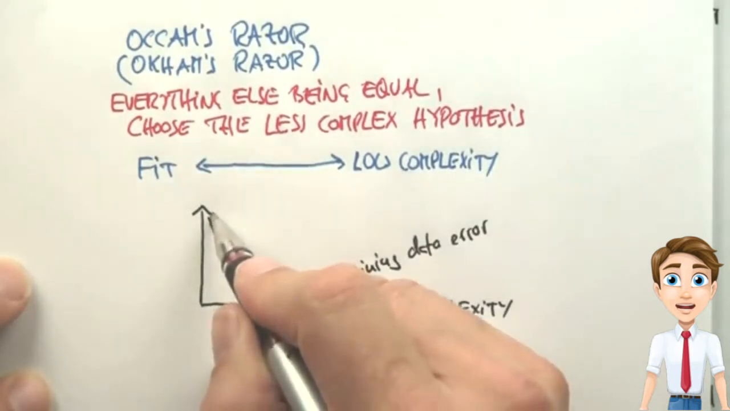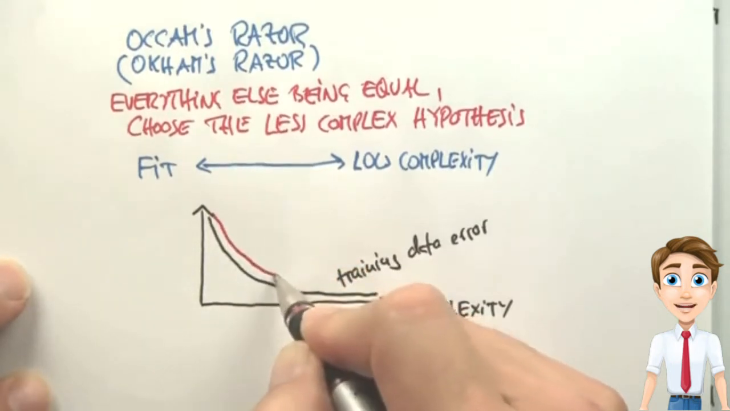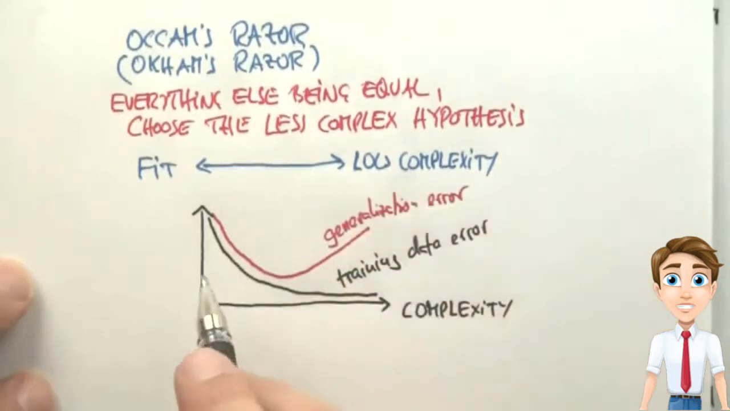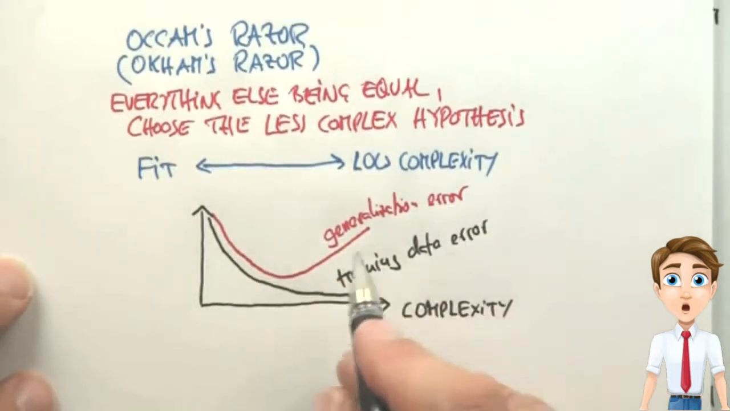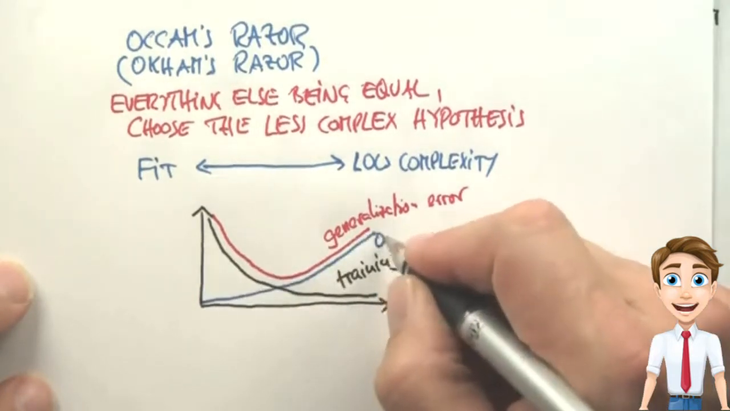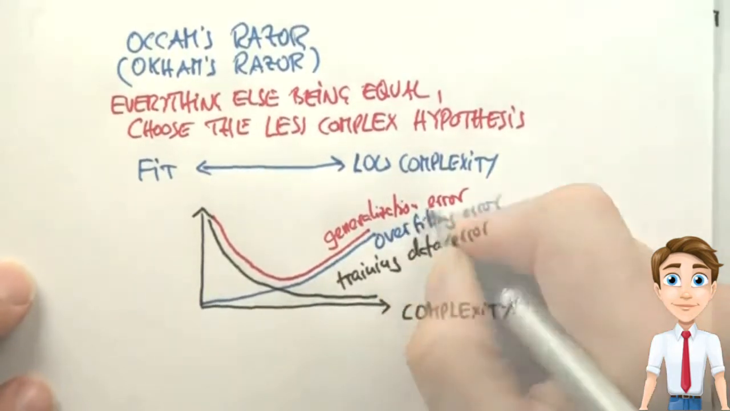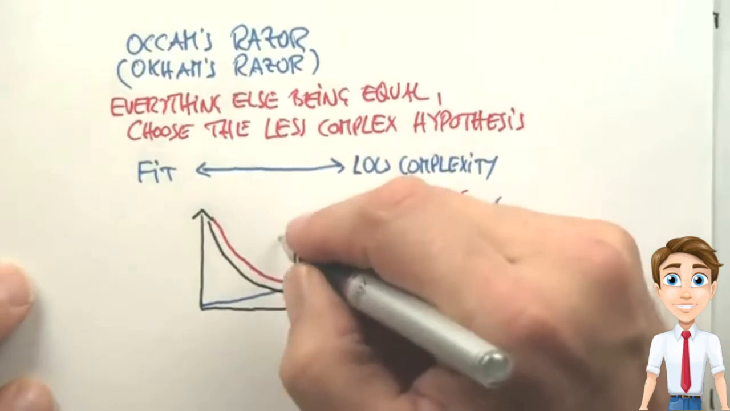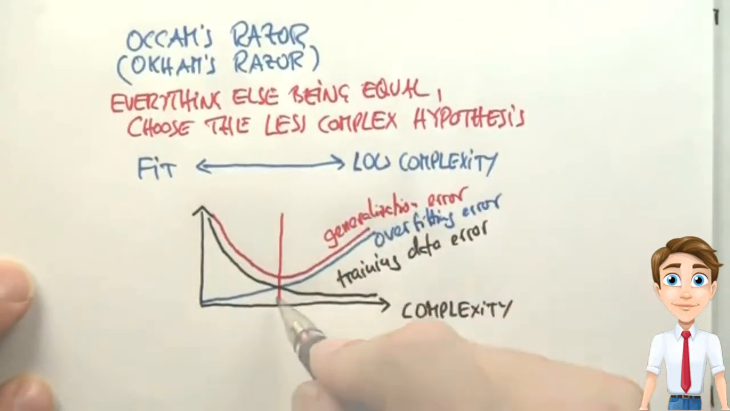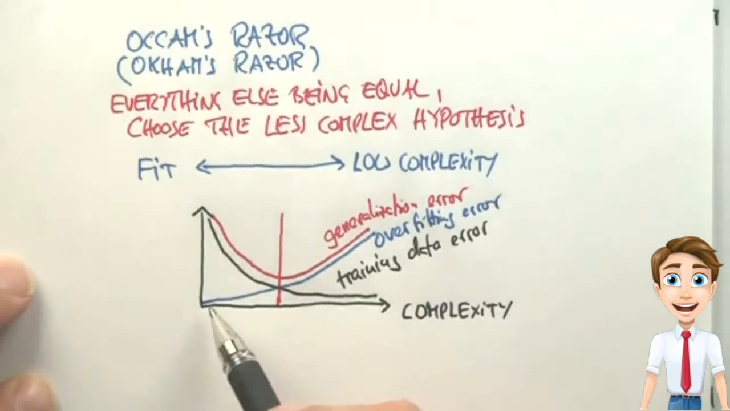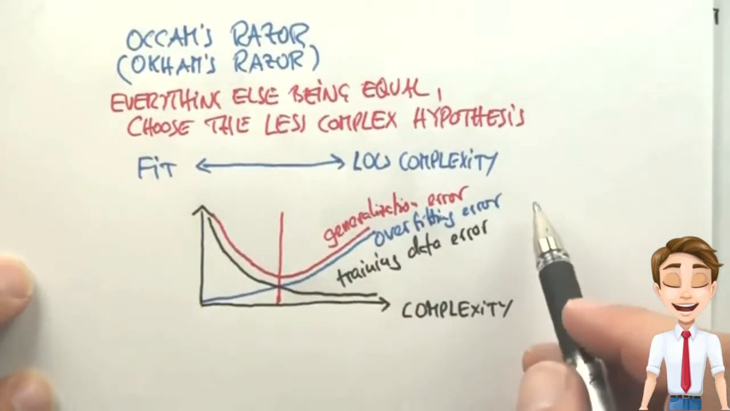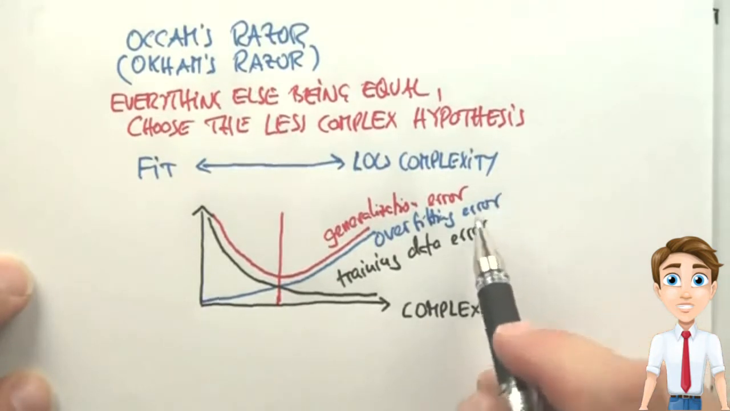However, in reality, your generalization error on unknown data tends to go like this. It is the sum of the training data error and another function, which is called the overfitting error. Not surprisingly, the best complexity is attained where the generalization error is minimum. There are sometimes methods to calculate the overfitting error. They go into a statistical field under the name bias variance methods.